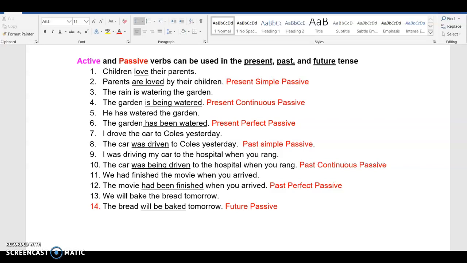And number 14, very similar. The bread will be baked tomorrow. So the verb will be baked. That's the verb, and the bread is the subject. Okay? So the bread doesn't bake itself. Someone else puts the bread in the oven and bakes it. Okay? So it's actually the oven that bakes the bread. So the bread is not doing the verb. So this is a passive verb, and it is a future passive.